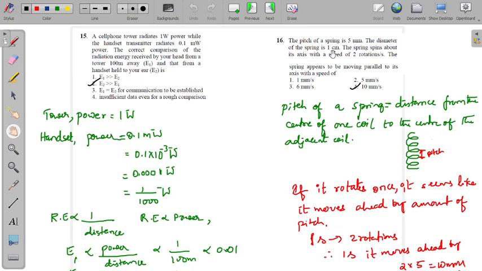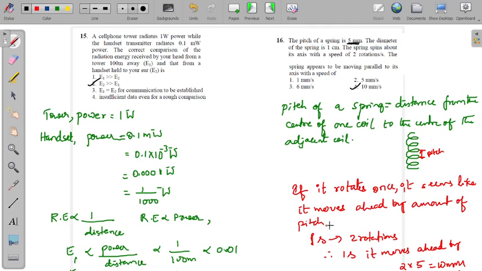16th question. The pitch of a spring is 5 millimeter. The diameter of the spring is 1 centimeter. The spring spins about its axis with the speed of 2 rotations. The spring appears to be moving parallel to its axis with the speed of. So pitch of a spring is nothing but the distance from the center of one coil to the center of another coil. That means this distance is called the pitch. So if the spring rotates, it looks like it moves ahead by the amount of pitch, whatever the pitch value given. Here pitch value is given as 5 millimeter.